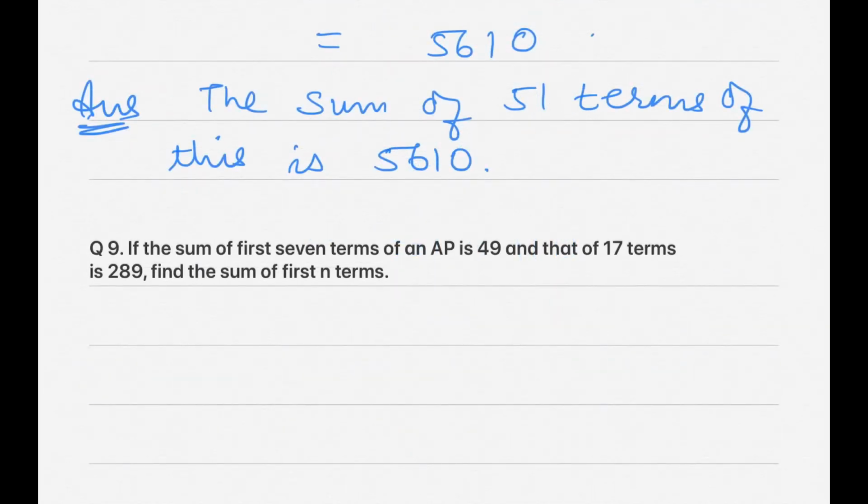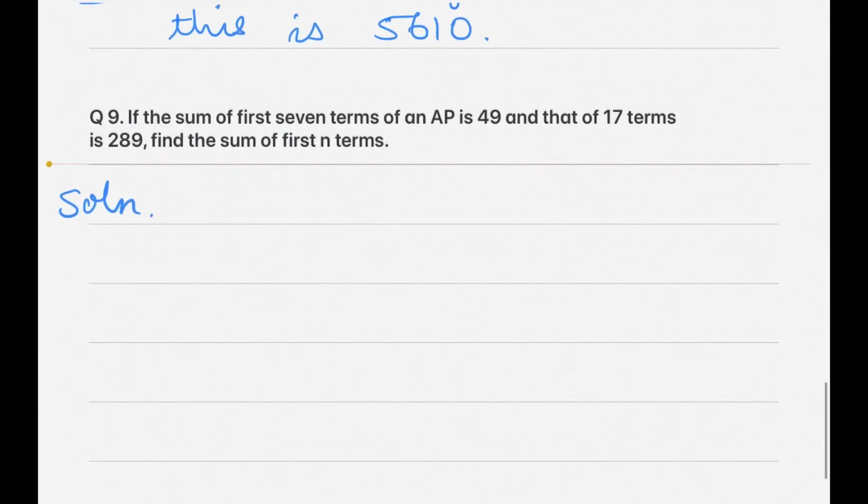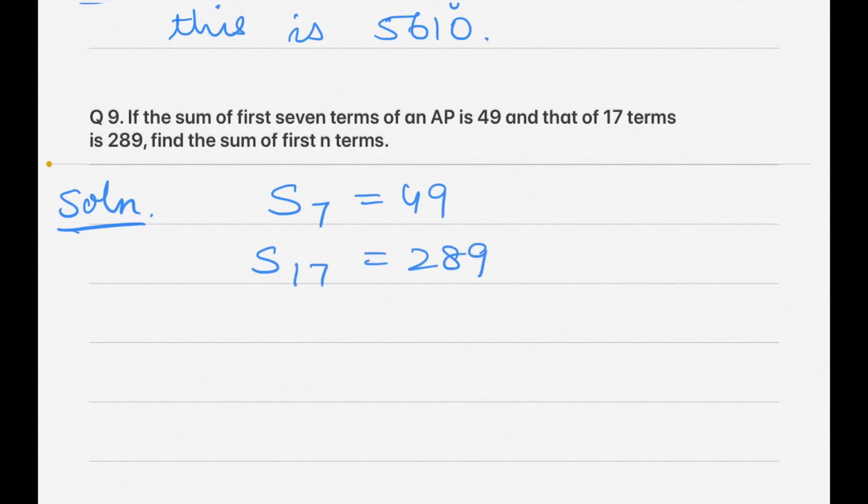Question number 9 says, if the sum of first 7 terms of an AP is 49 and that of 17 terms is 289, find the sum of first n terms. So, solution: we have been given that the sum of first 7 terms of an AP is 49 and the sum of 17 terms is 289, and you have to find Sn, the sum of n terms. So first we can find A and D, and then it will be given in the form of n.